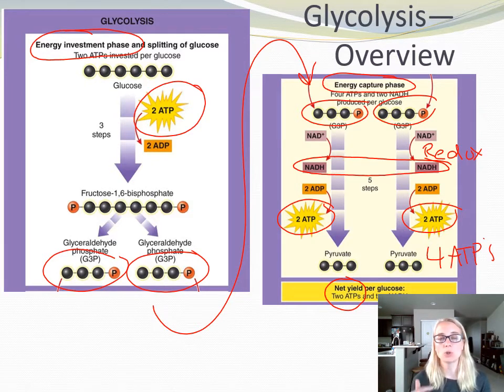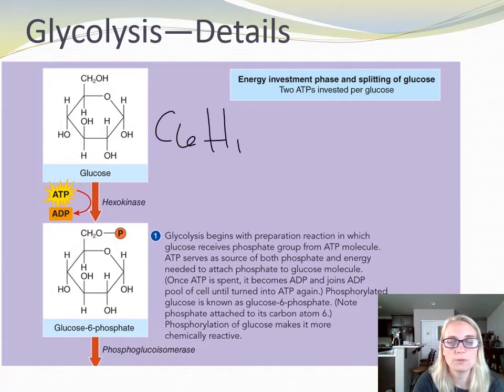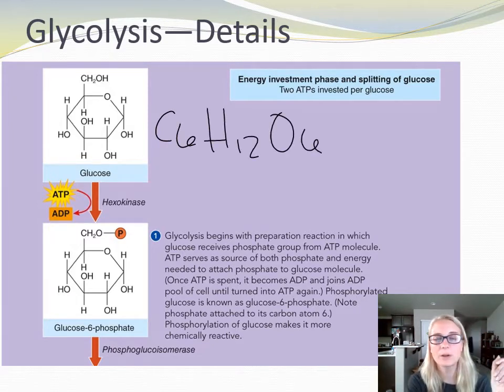Again, you don't need to know the molecular structure. You don't need to know the names of all of these intermediates, but it's worth it to just go through it so you can see the details. Okay, so here's this energy investment phase. We start off with our glucose, this is our C6H12O6. If you count them all up, you should be able to find all of those atoms in that molecule. Now we have our first investment of ATP with an enzyme.